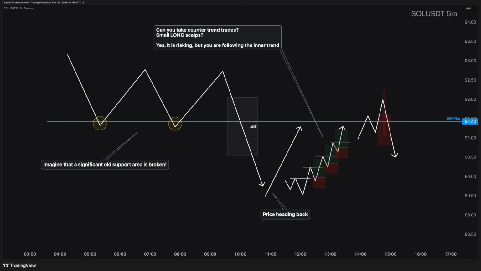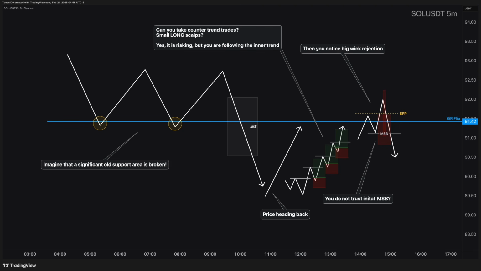However, the main trade idea still sits around the support and resistance flip line. But we really want to see strong rejection candles forming around the SR flip and the multi-imbalance area. And more importantly, that rejection should be followed by a clear structural change. That means the inner trend should also shift from an uptrend into a downtrend.